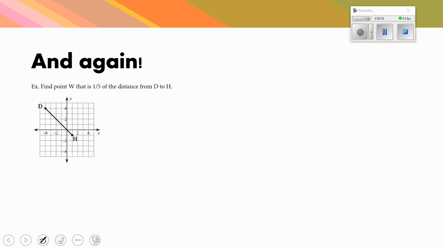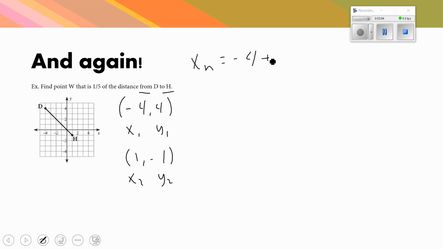Another example, you could do it on the graph, and you could do it two ways. I'm going to show you with the formula way, and then I'll show you kind of a shortcut way. So from D to H, D is at -4, 4, so this is x1 and y1. H is at 1, -1, so that's x2, y2. And we go, our x new is equal to x1 plus the fraction of x2 minus x1.